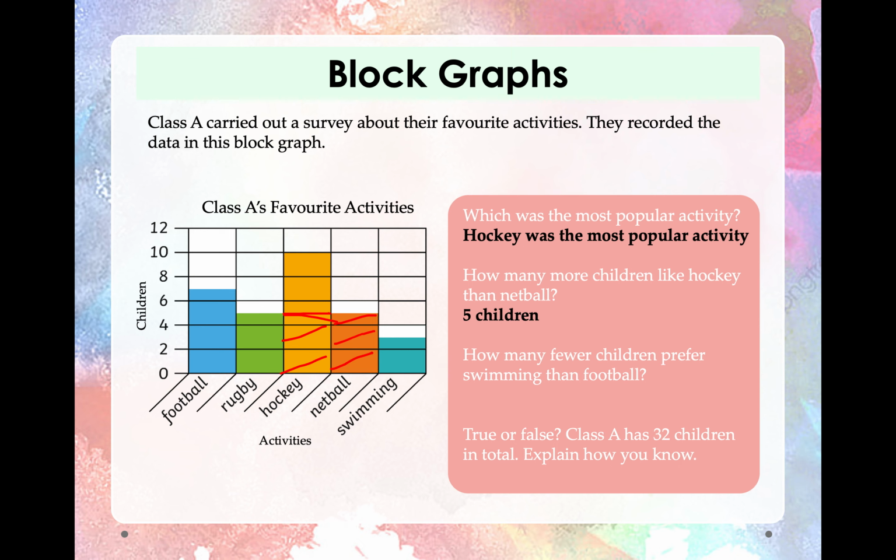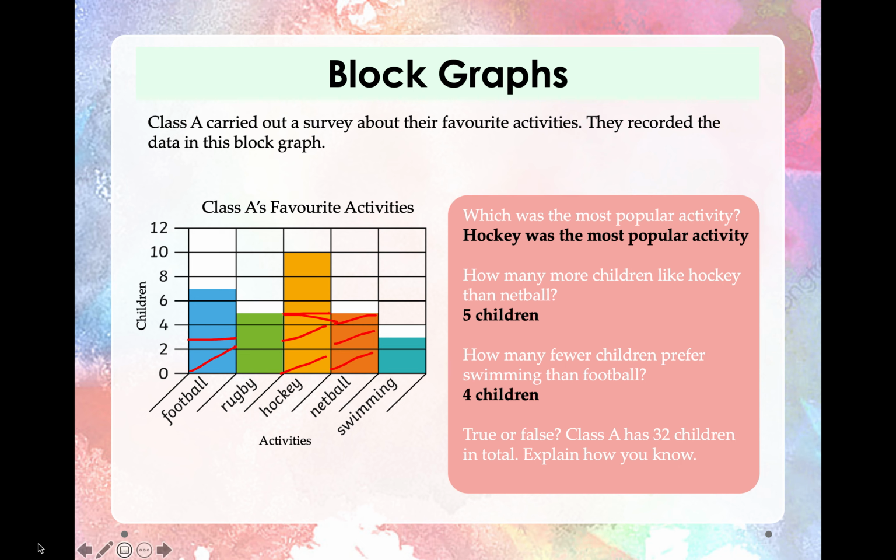How many fewer children prefer swimming than football? So here we have swimming and there we have football. So we can cross out one here and half of one here. Now we can see how many more like football. So we can say 2 and 4. So 4 fewer children like swimming than football.